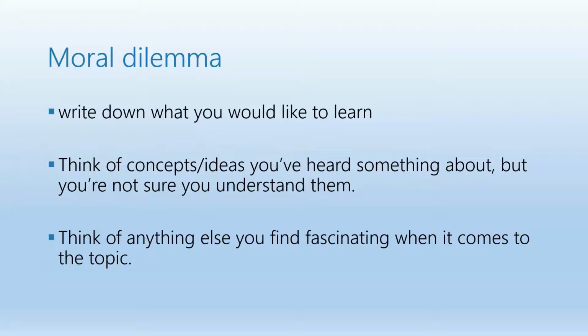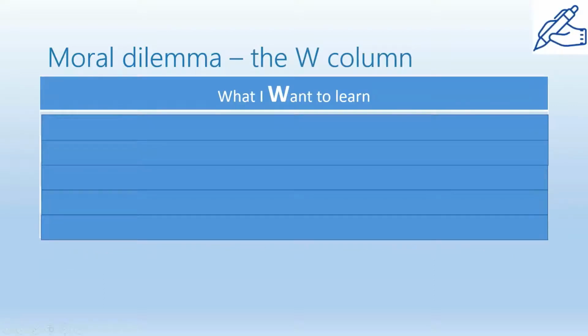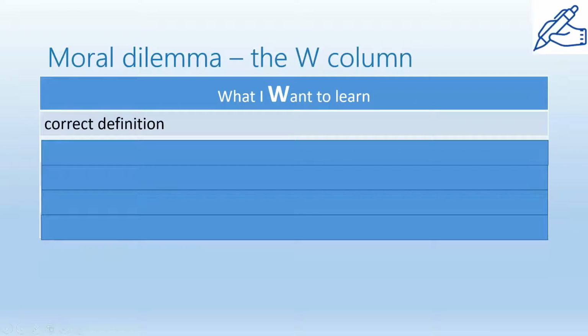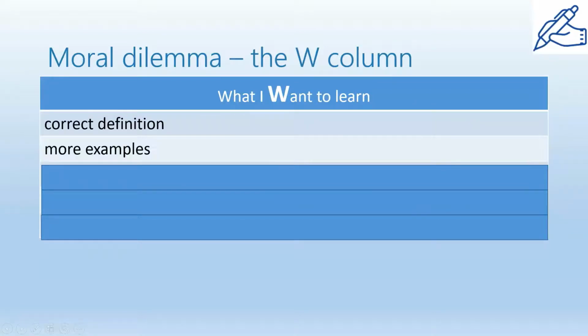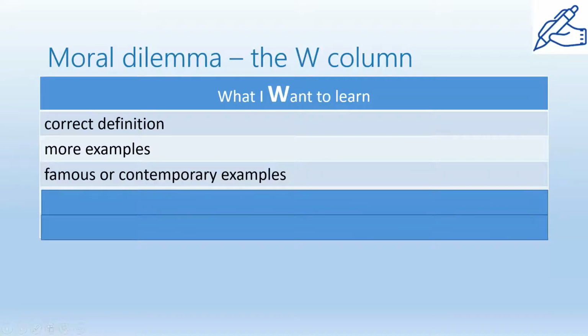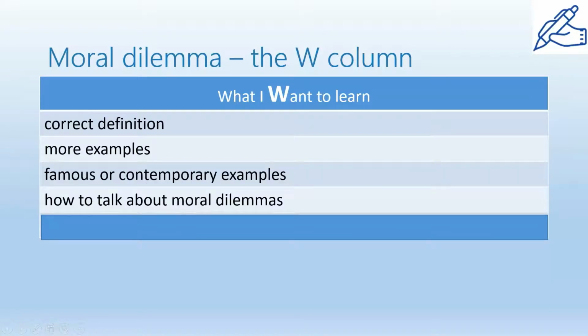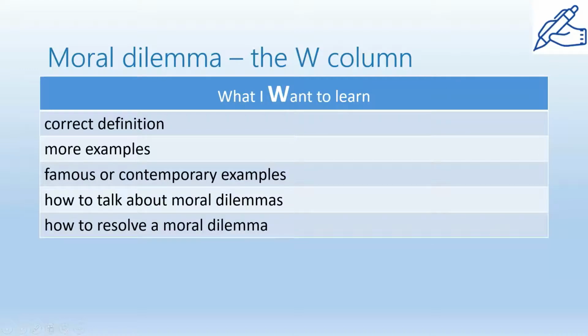Here are my answers in the W column, the things that I want to learn. First of all, the correct definition. Then, I'm interested in more examples, particularly famous and contemporary ones. I would also like to learn how to talk about moral dilemmas, and I would like to know how to resolve one, in case I'm presented with it.